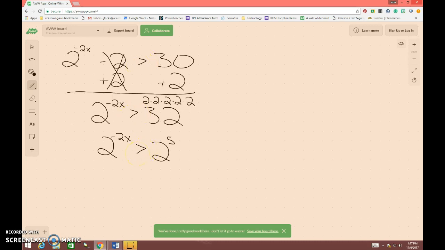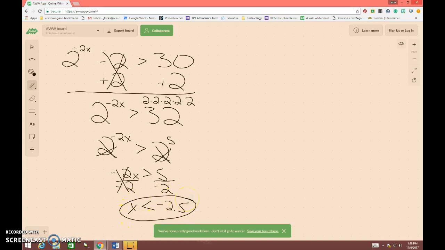So we got our bases to be the same. We know they're both 2, so from here we can drop our 2's. Then to solve the rest of the problem, we go negative 2x is greater than 5. When we divide by a negative 2, what happens to the inequality sign? We flip it. So that's x is less than 5 divided by negative 2, which gives us a decimal of negative 2.5. So kind of the same properties apply. We still have to switch the sign when we divide by a negative.